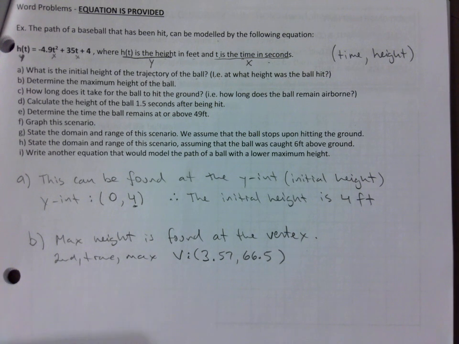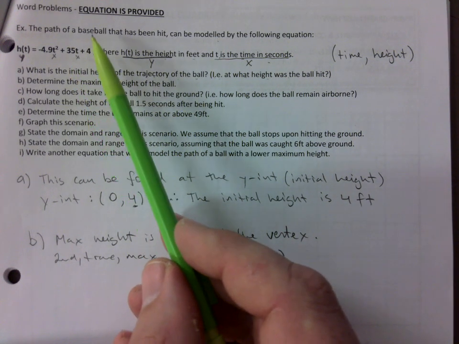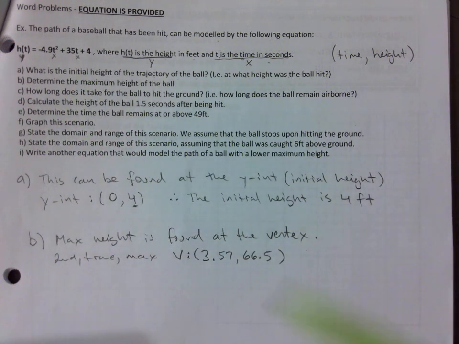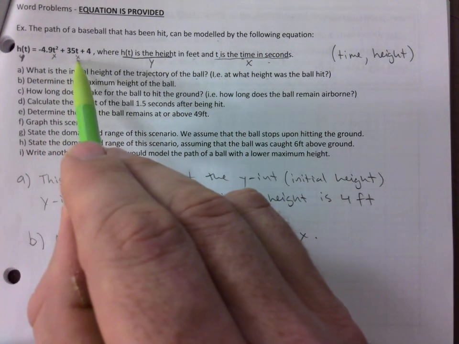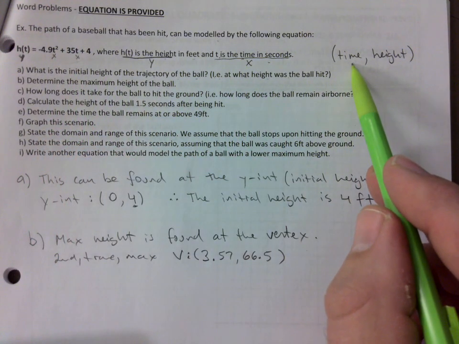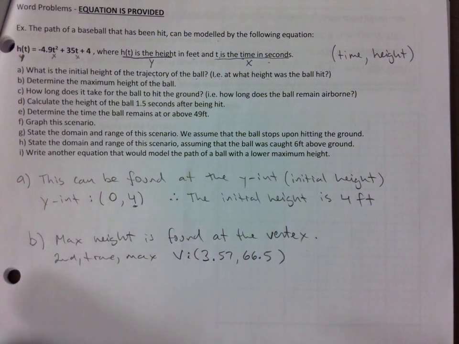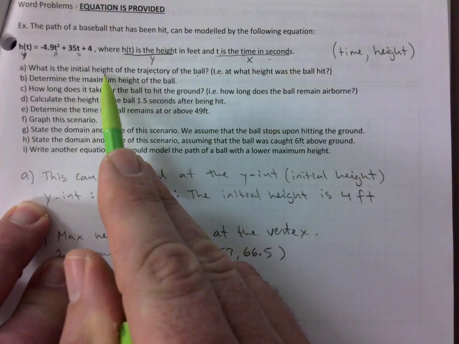So we had a quadratic equation that would model the path of a baseball that has been hit, right? So this is modeling it. We realized that the variable on the right-hand side is our x variable, so that's time, and height is whatever is on the left side here. So we know now that this is the case. The first thing that we were asked is, what's the initial height of this?